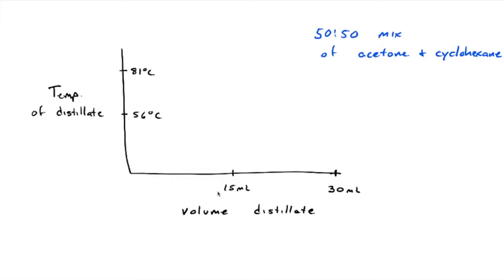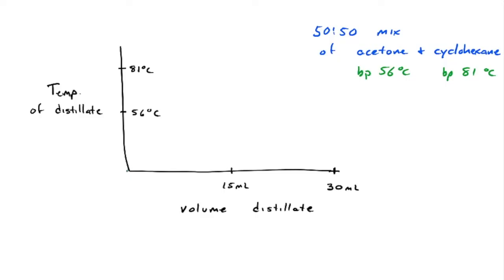So let's imagine, what would a perfect distillation look like? Imagine that you're able to separate out the acetone, which has a boiling point of 56 degrees Celsius, and separate that from cyclohexane, which has the boiling point of 81 Celsius. What would this look like? What's really important to note here is that this x-axis is not time. It's the volume of the distillate. It's based on the volume. If it's a perfect distillation, we would see no temperature change. We wouldn't see anything happening.